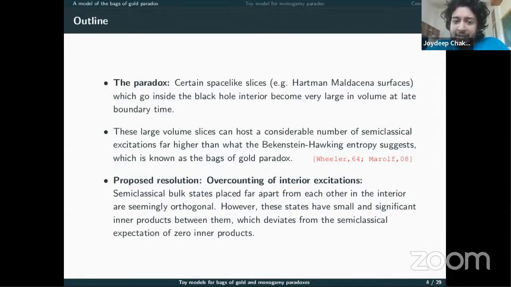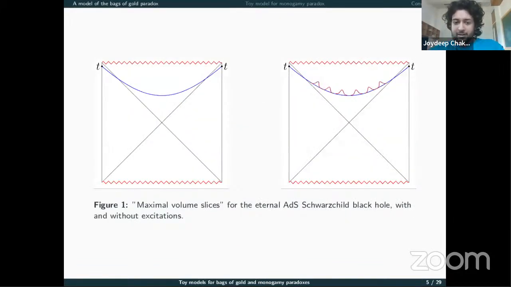And these large volume slices can host a considerable number of semi-classical excitations, which is far higher than what the Bekenstein-Hawking entropy suggests. This is known as the bags of gold paradox. Now, our proposed resolution is that these bulk interior excitations are really overcounted. That is, semi-classical bulk states placed far apart from each other in the interior are seemingly orthogonal. However, these states have small but significant inner products between them, which deviates from the semi-classical expectation of zero inner products.